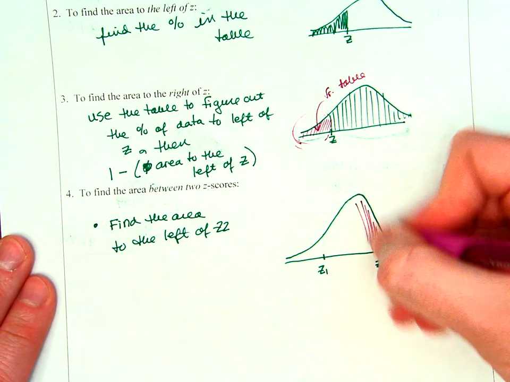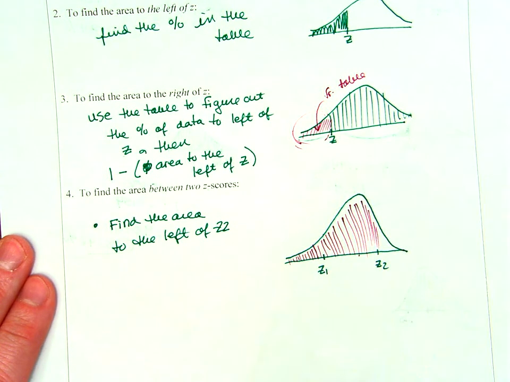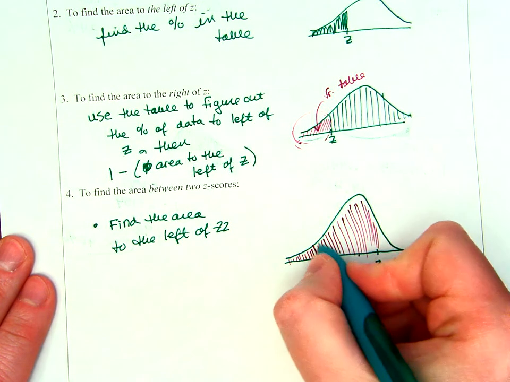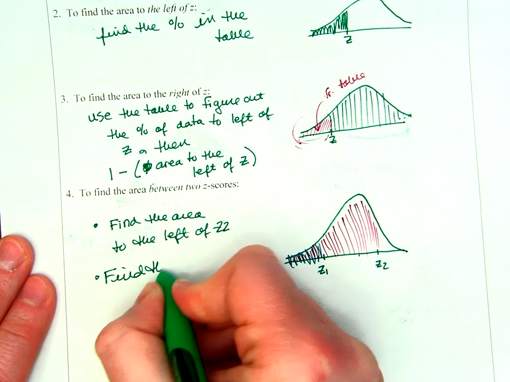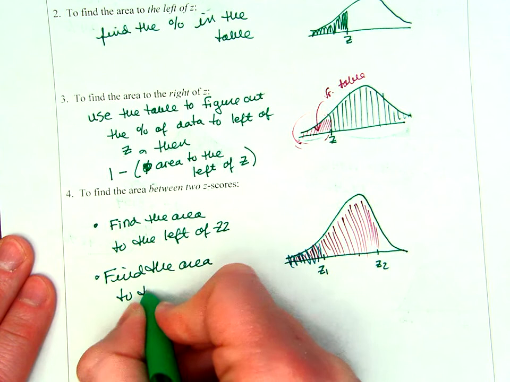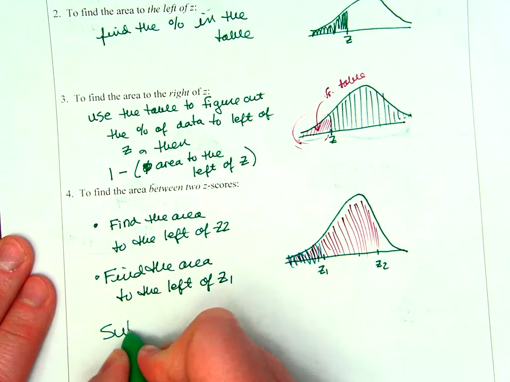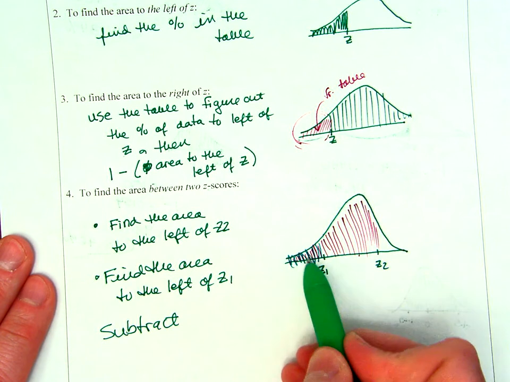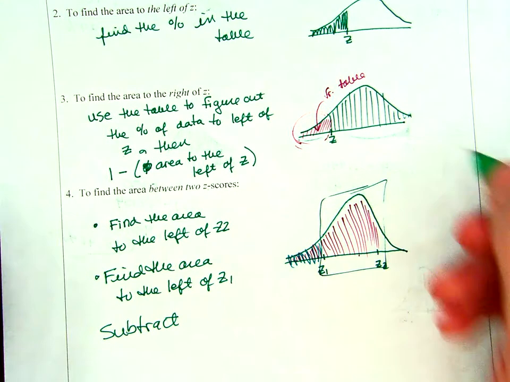I'm going to figure out this whole thing over here, which I hope you're realizing is a little bit too much. I need to take away the area to the left of z1. Well, I can go find that area. And then I'll subtract. I'm going to find this pink area, but that's too much. I'm going to take away the blue area that I shaded over here, and I'm going to get exactly what I want. I'm going to get the area between those two z-values.